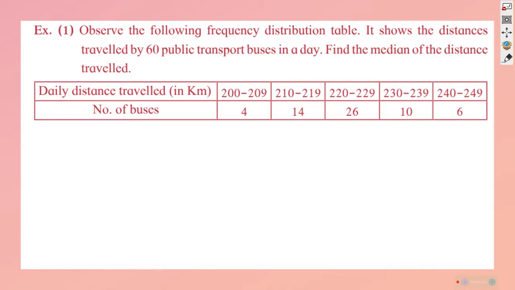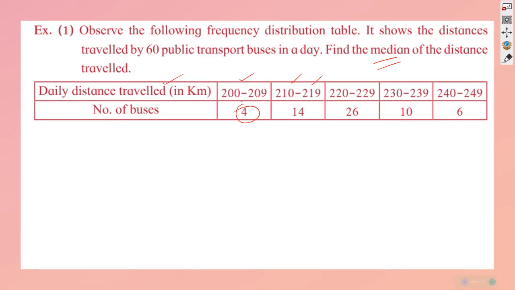Here is a question for you. Observe the following frequency distribution table. It shows the distance traveled by 60 public transport buses in a day. Find the median distance traveled. Median, you developed the concept that you should get the mid value. Here the distance traveled by the bus in kilometers is given: 200 to 209 kilometers, 210 to 219 kilometers. That way the data of these 60 buses are given, and 4 buses are coming in this category.